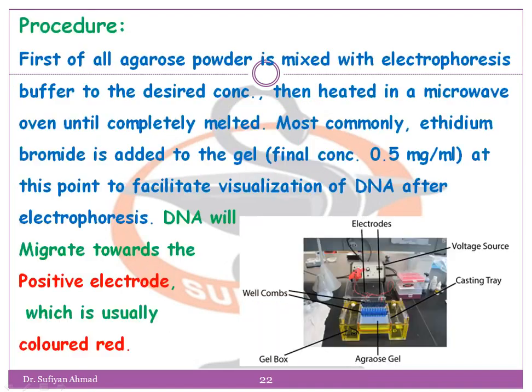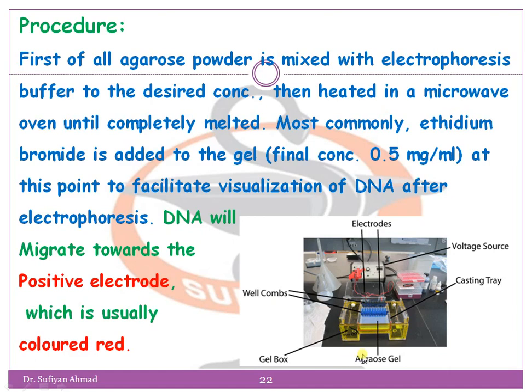First of all, agarose powder is mixed with the electrophoresis buffer to the desired concentration, then heated in a microwave oven until completely melted. Most commonly, ethidium bromide is added to the gel, at a final concentration of 0.5 micrograms per ml. This facilitates visualizing the DNA after the electrophoresis. After cooling the solution to about 60 degrees, it is poured into the casting tray containing a sample comb and allowed to solidify at room temperature.